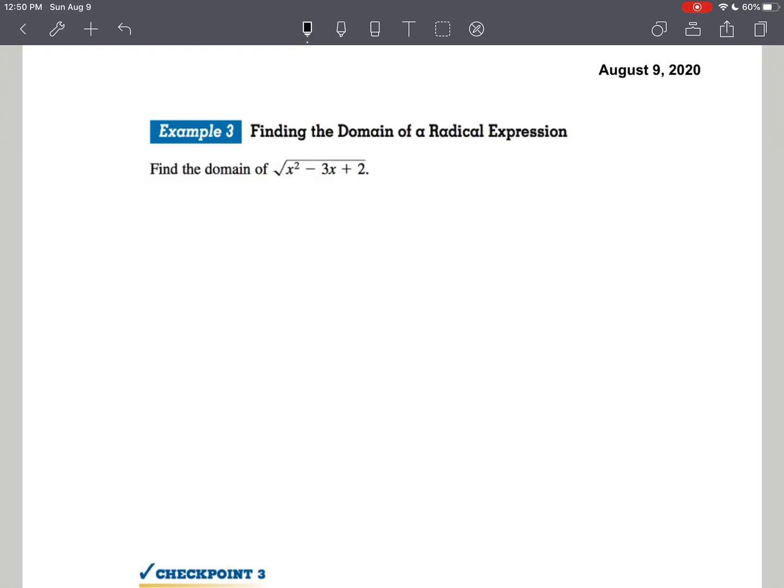So here we want to find the domain of a radical expression in which the radicand is a degree 2. Remember that we want the radicand to be greater than or equal to 0, but this is not a linear expression, this is a quadratic expression, so we have to combine this inequality with what we did early on in this chapter. We have to think about that quadratic, and we cannot use rules of linear inequalities with quadratic inequalities.